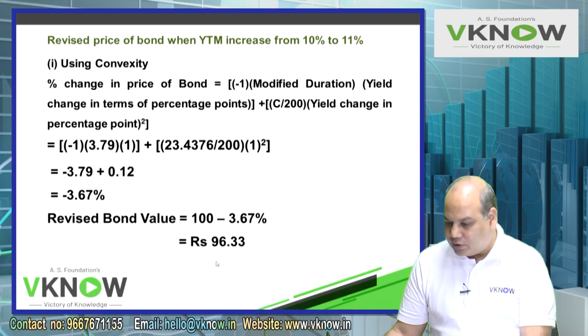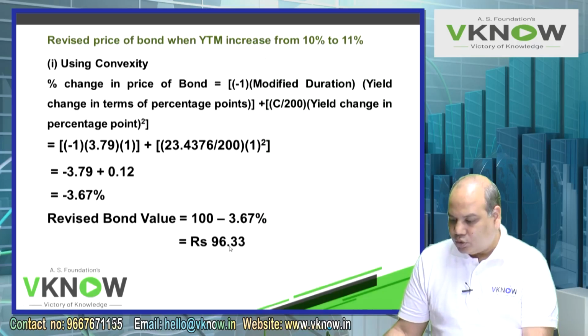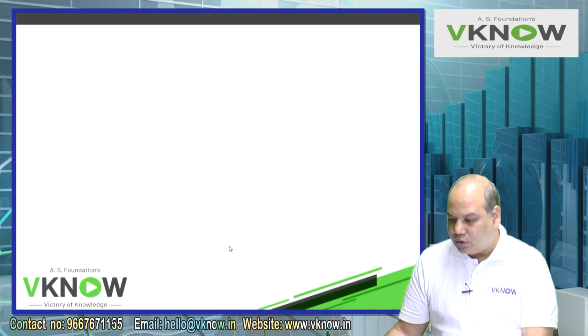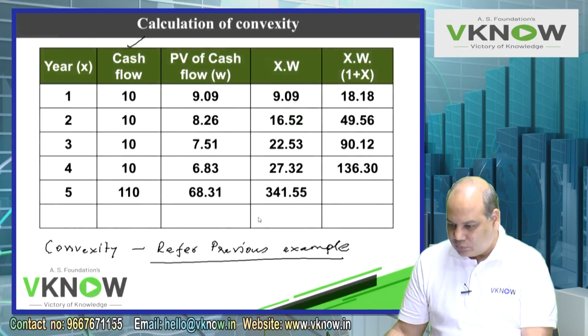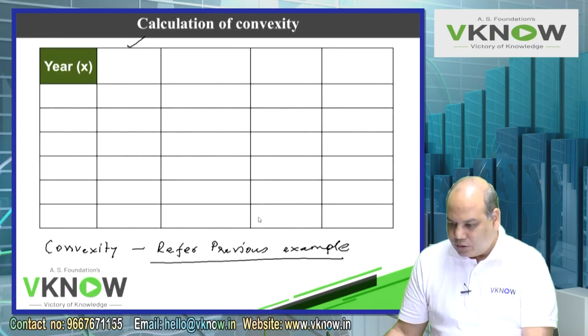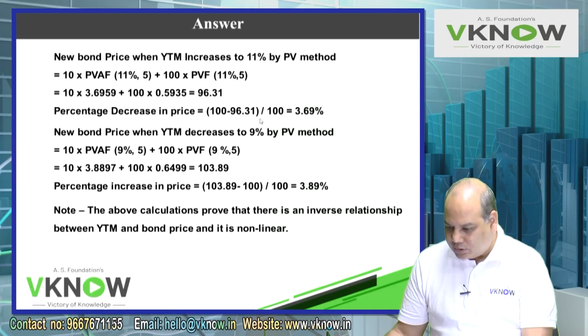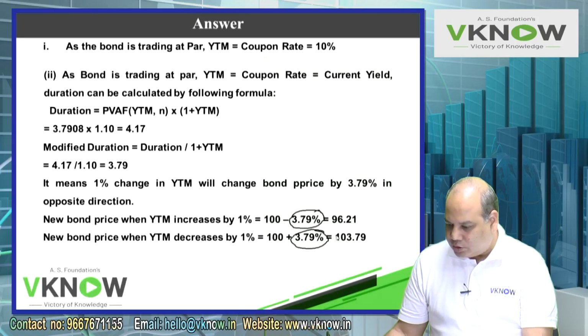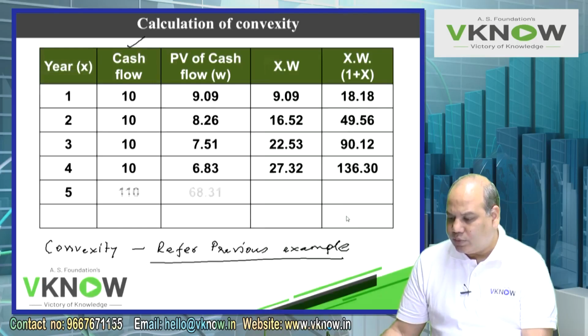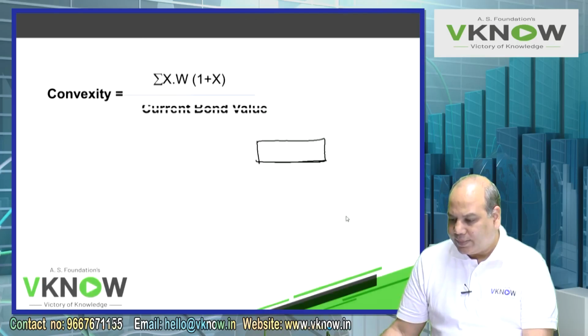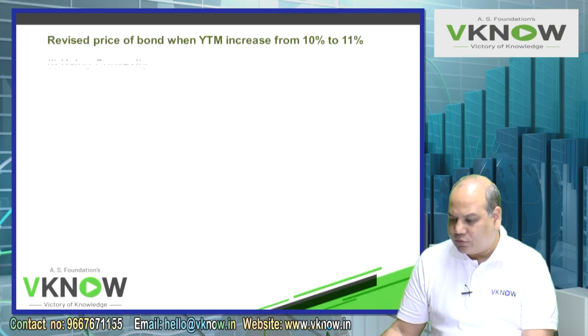You will find that this value is closer to the value that we had got under PV method. 96.33 and this is 96.31, whereas the modified duration was 96.21. So once again it proves the answer based on convexity is closer to the true answer.